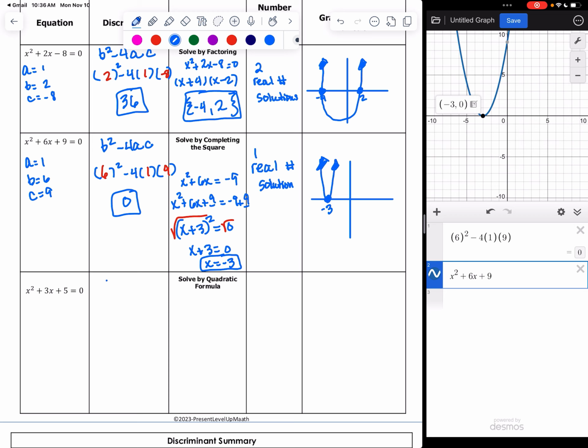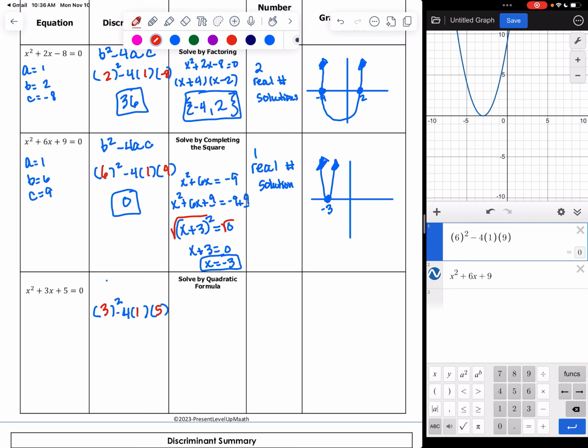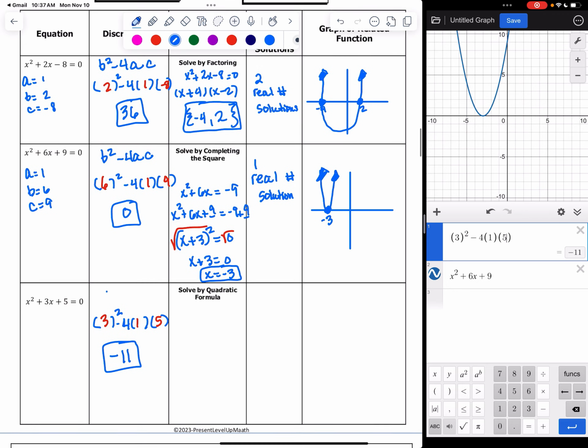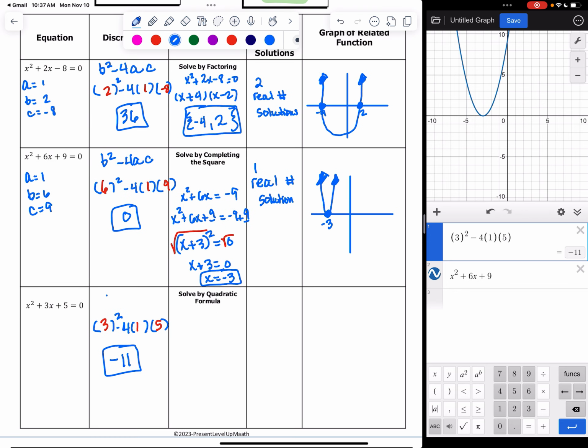All right, welcome back. Hopefully you were able to find the discriminant here. The value of B was 3, the value of A was 1, the value of C was 5. When I put that in my calculator, I got 3 squared minus 4 times 1 times 5, and I got -11.